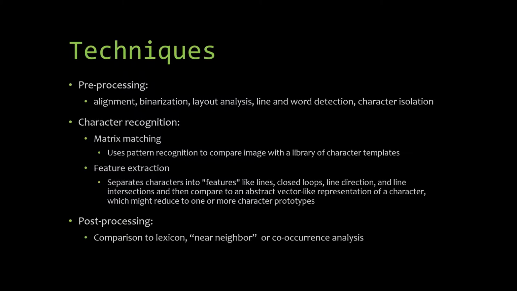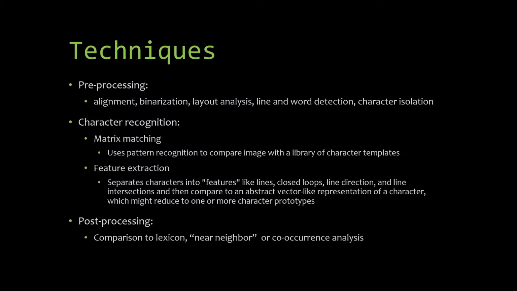Next is the actual character recognition. There are two basic methods of character recognition: matrix matching and feature extraction. Both of these methods analyze a character and compare it to a stored standard of that character. But feature extraction is a more involved and usually more accurate method.